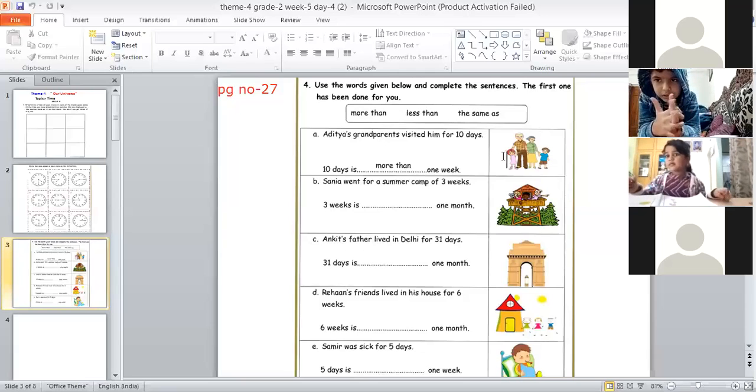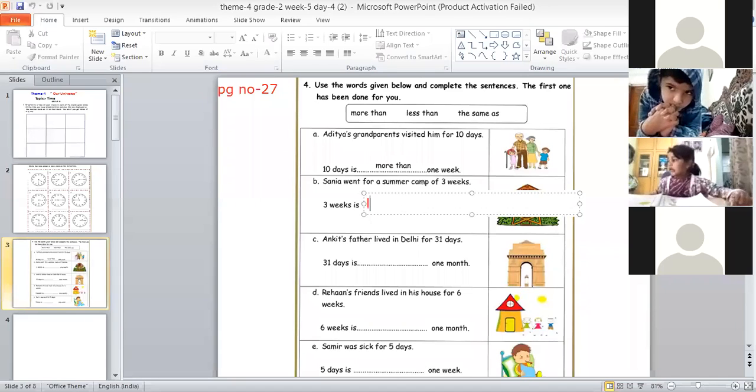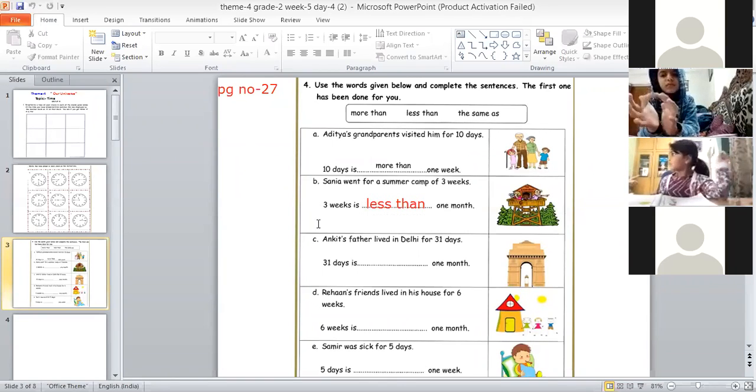What do we write in the second bit? They said that Sania went for a summer camp of 3 weeks. So 3 weeks is less than. We'll write in the second bit less than 1 month because there are 4 weeks in 1 month.